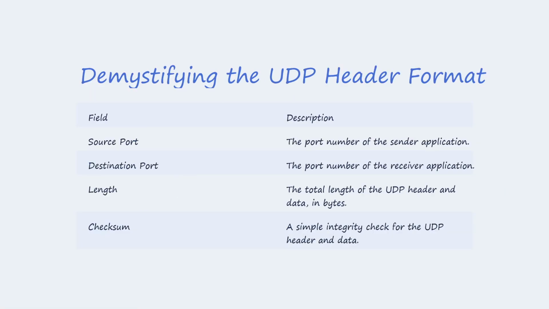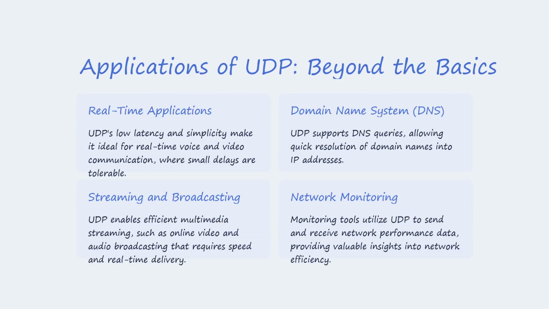So, what is UDP's header format? First we have the fields: source port, destination port, length and checksum. The field column is a description. Source port is the port number of the sender application. Destination port is the port number of the receiver application. Length is the total length of the UDP header and data in bytes. And checksum is a simple integrity check for the UDP header and data.